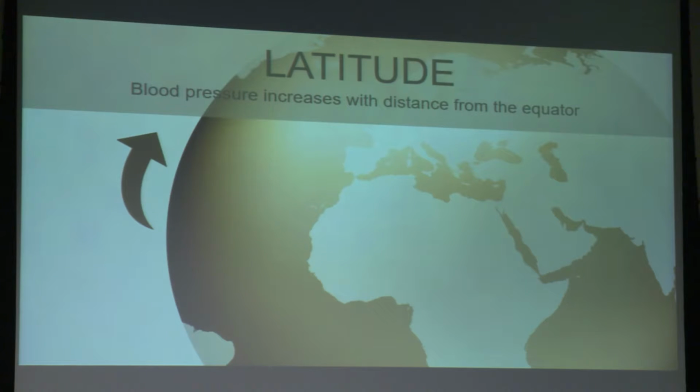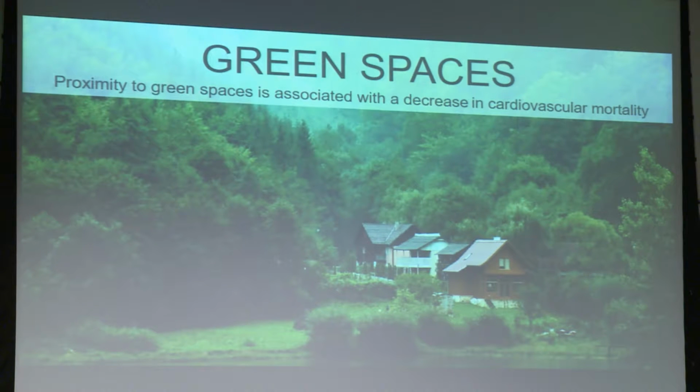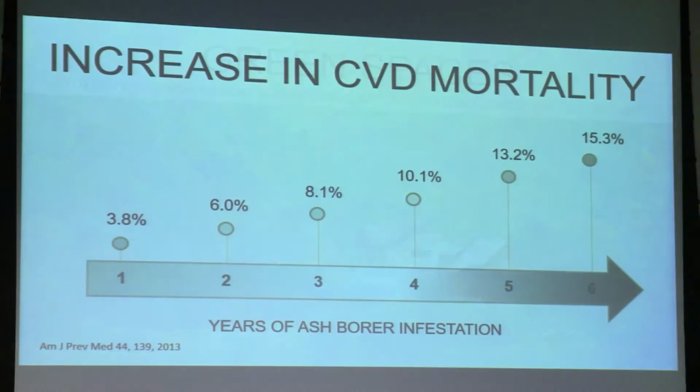But light is one thing. The other important primordial component of our environment is plants, and much work has shown that proximity to green spaces is strongly associated with much better health and much better disease outcomes. There is one really startling study that came out from the United States.